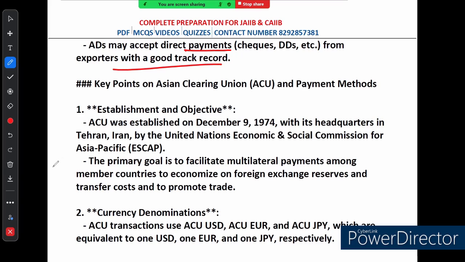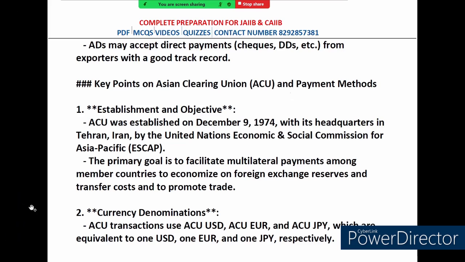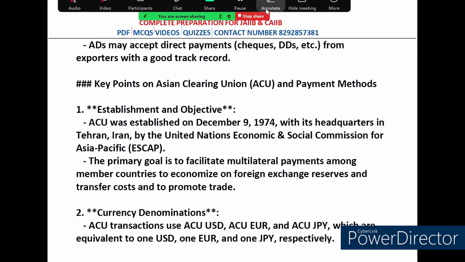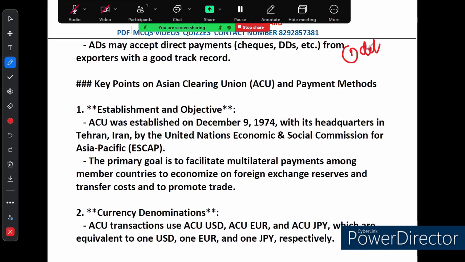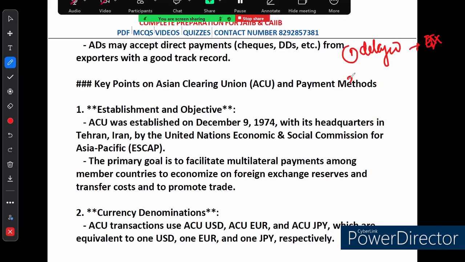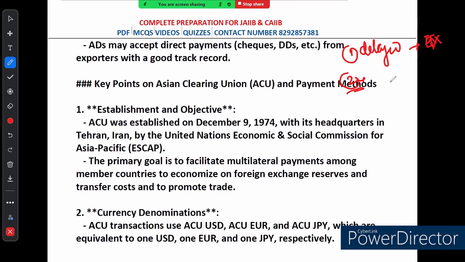So to sum up what we have covered in the previous slide: first, if the payment is delayed, you have to apply for an extension using the ETX form. Second, payment can be received using various methods like bank draft, foreign currency, international credit card, and in special cases, an exporter with a good track record can use direct payment like checks and DD.